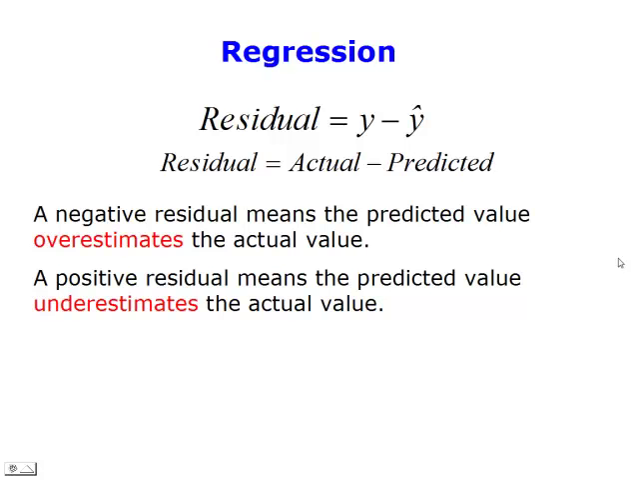Now, the residual is the actual y value minus the predicted y value for a particular x value. A negative residual means that the predicted value overestimates the actual value. And a positive residual means the predicted value underestimates the actual value.